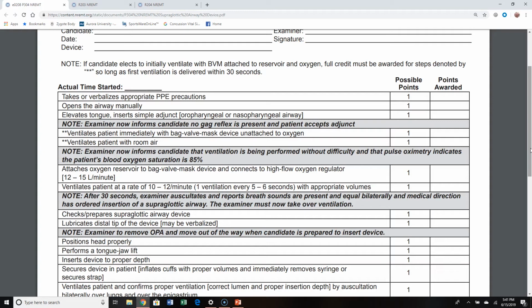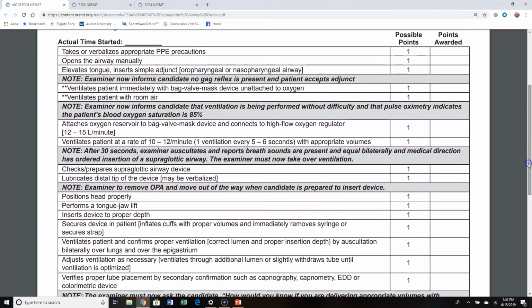We never want to interrupt ventilations for more than 30 seconds. So anytime we're putting in an airway, anytime we're switching to something like a bag valve mask, we are trying to not interrupt our ventilations for more than 30 seconds. In this kind of grading scenario, you see that you're trying to do this for about 30 seconds, they're not getting a benefit, and a supraglottic airway has been directed.